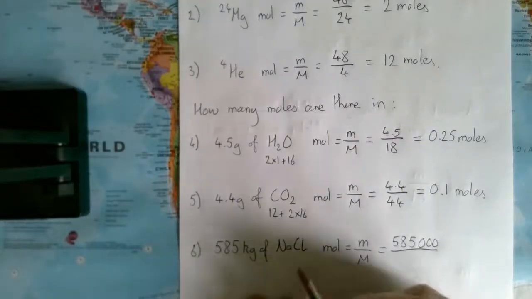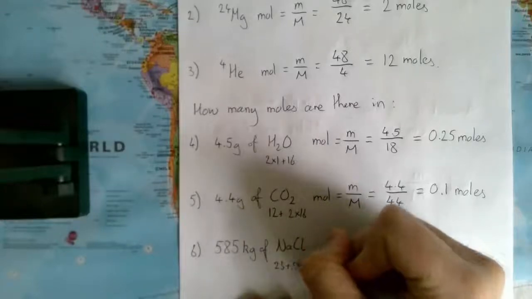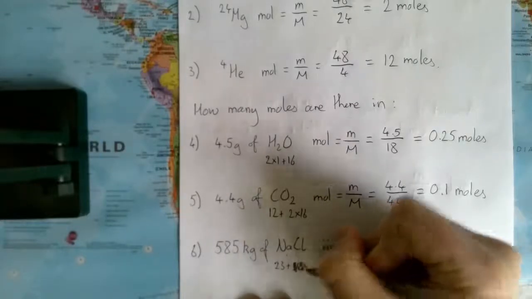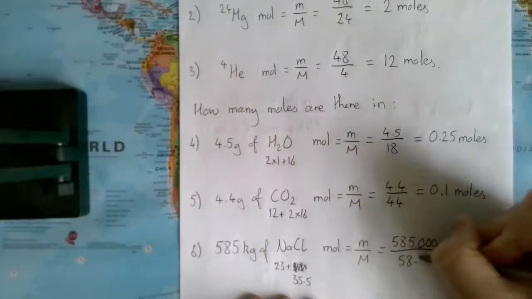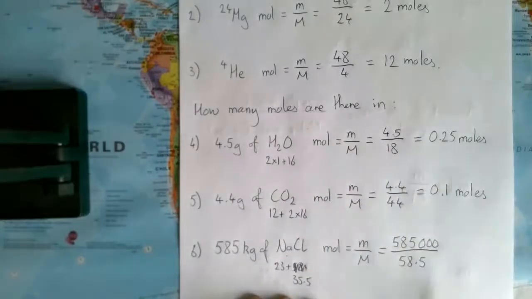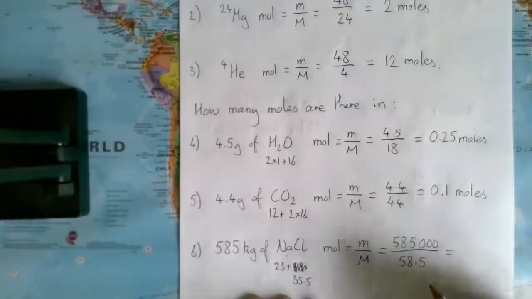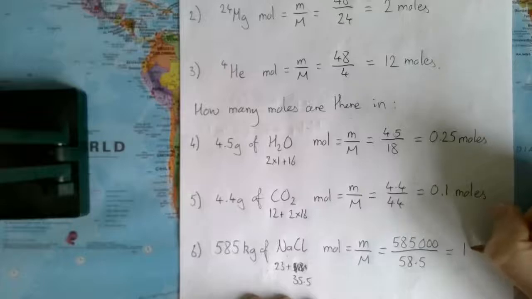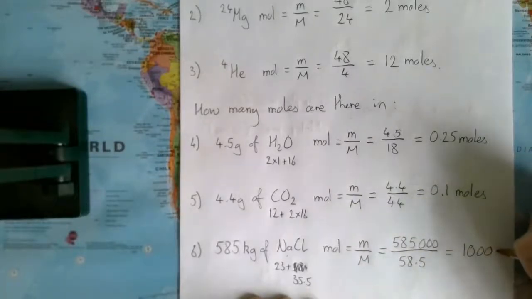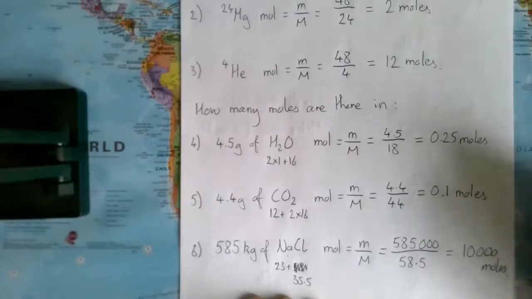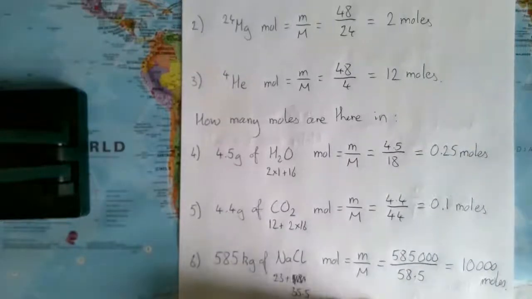Sodium is 23. Chlorine is not 58.5. My apologies. It's 35.5. And that adds up to 58.5. And therefore, as you can see, the total for this is 10,000 moles. Okay, keeping on going.